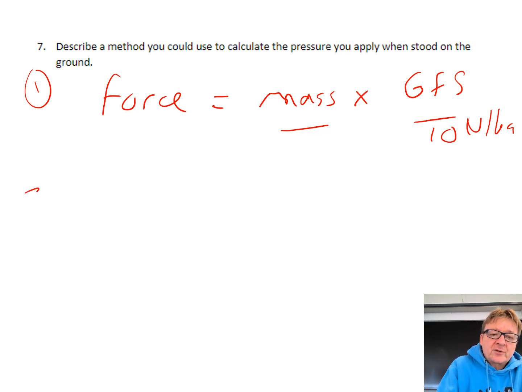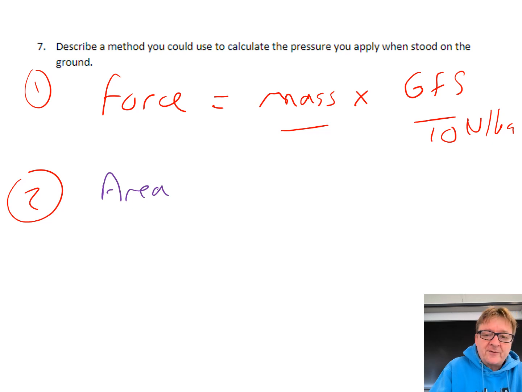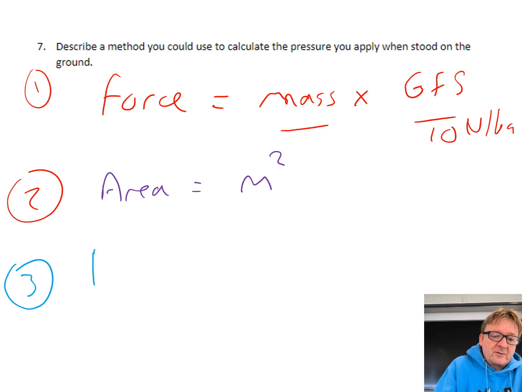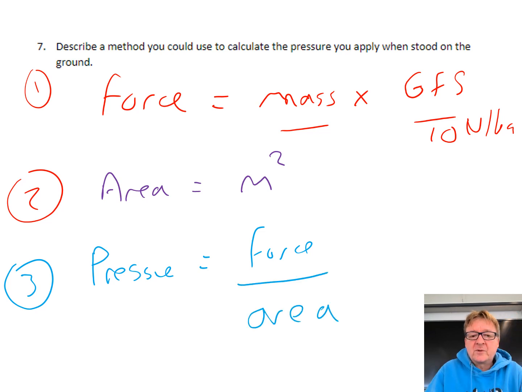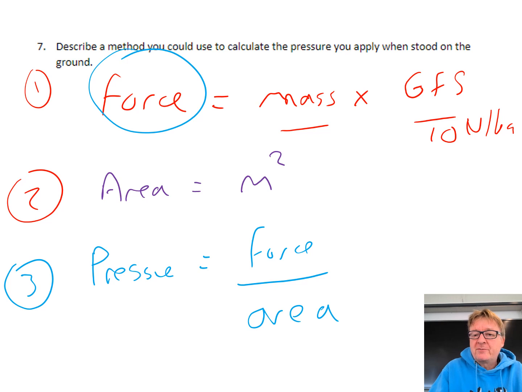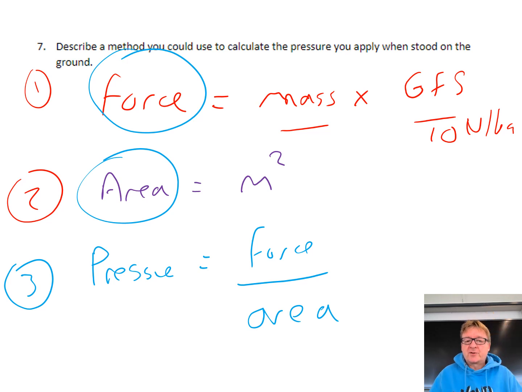When you've worked out the force, you then do number 2, which is you've got to work out the area. You've got to work out the area of your foot, and you need it in meters squared. Okay, so that's your mathematical part of it. Part number 3 is then you use pressure equals force divided by area. You've got your force from there, which is your mass times gravitational field strength, and your area in meters squared. Divide them, and that'll give you the pressure.